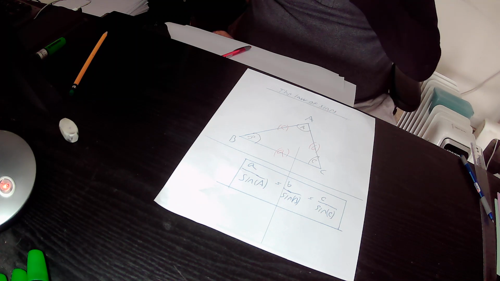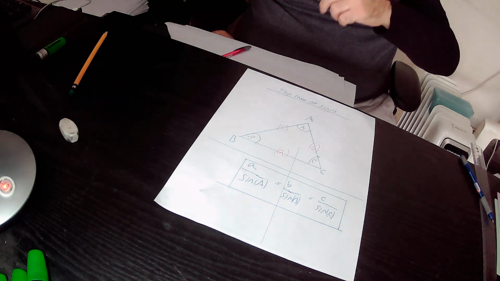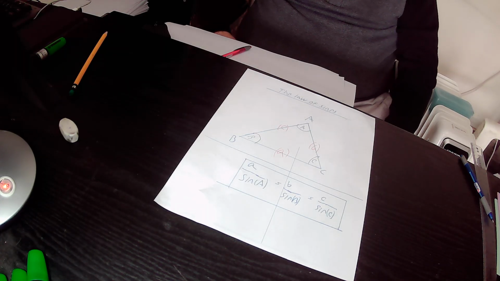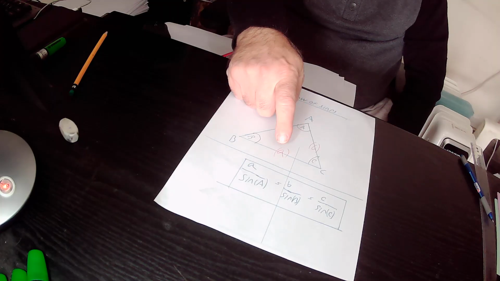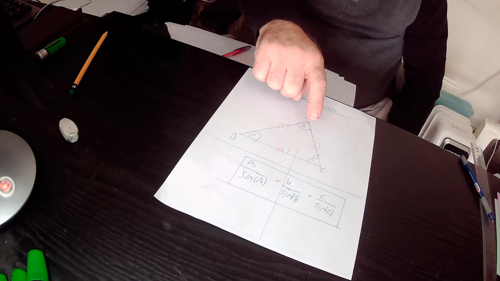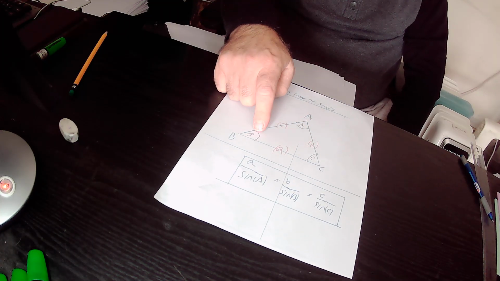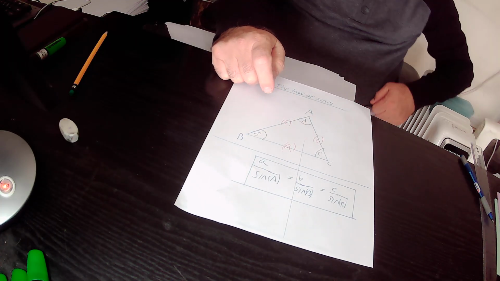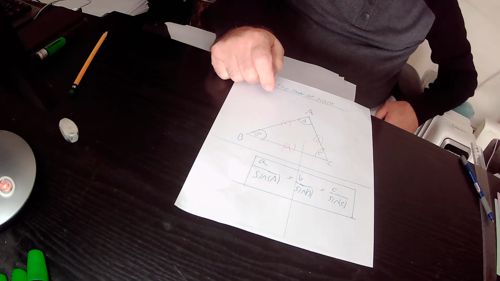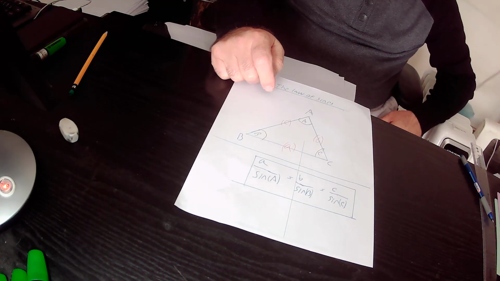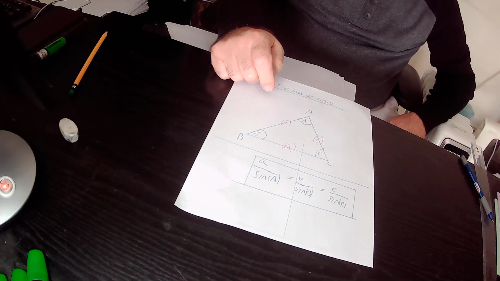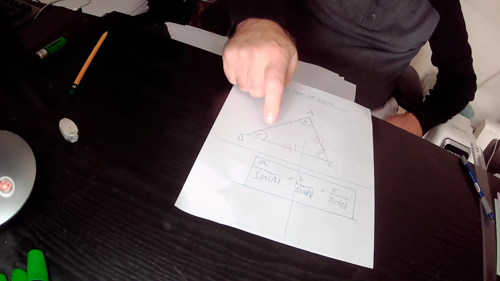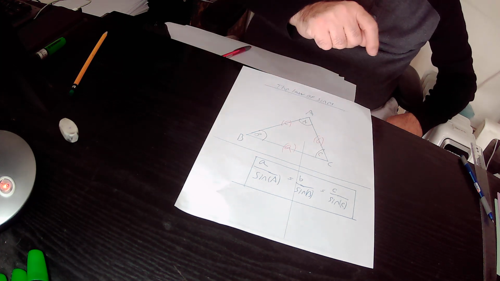So in this triangle ABC that could be any triangle, according to the law of sines, the following equation is true: a over sine A equals b over sine B equals c over sine C.